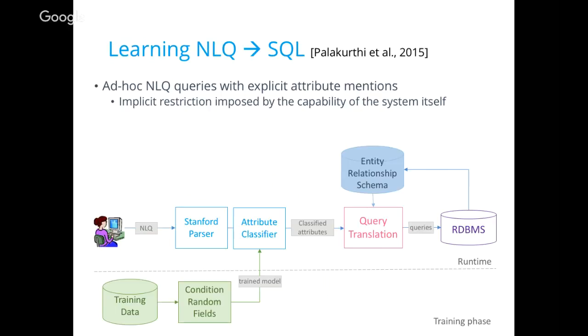The main limitation comes from the system itself. The system, for example, does not support aggregation and does not support nesting. So the limitation is not very easily communicable to the user.